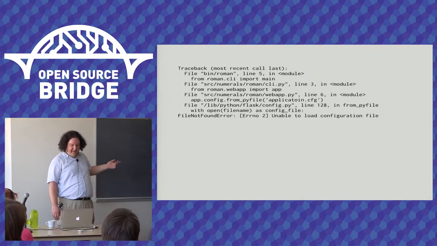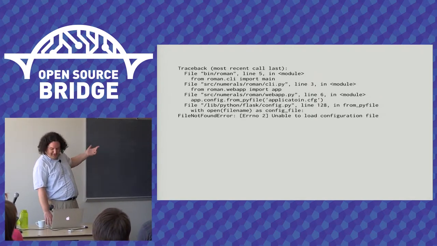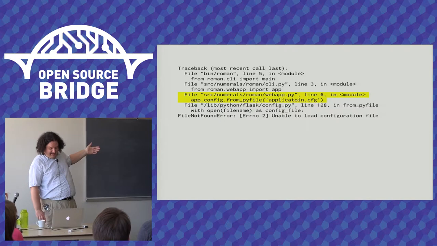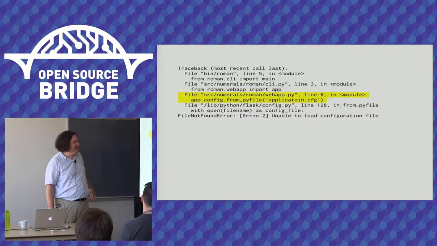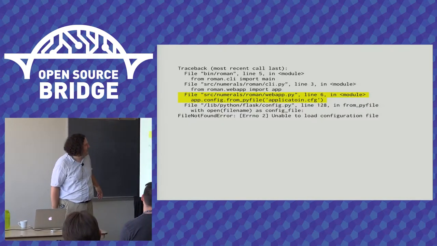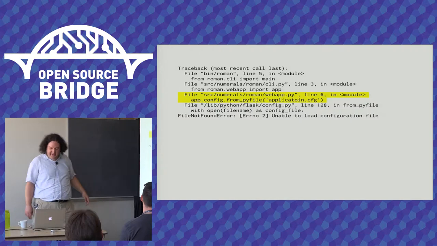Here's another Python example. Again, start at the inside, work your way up, and there it is. Also an example of where seeing the line of code can sometimes give you a cue as to why you might not have found application.config.